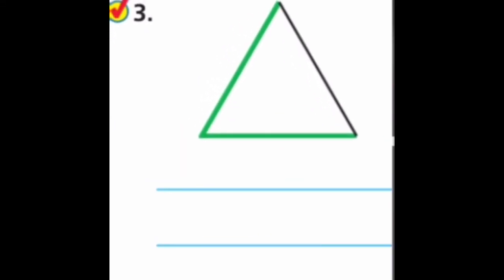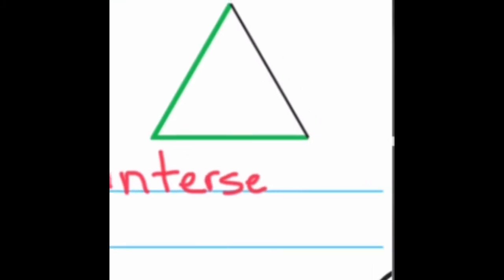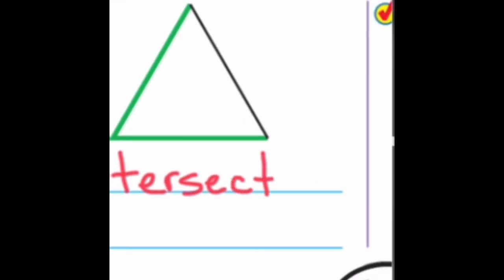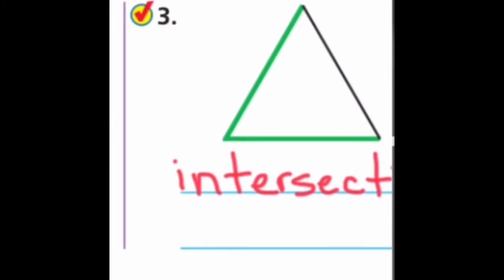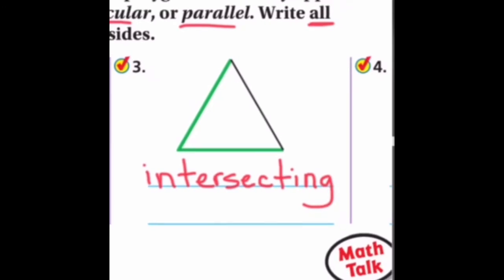These two sides are intersecting, and if sides are intersecting, they cannot be parallel, so they're definitely not parallel. They do not form a right angle. Again, a right angle would be an angle like this. They do not form that angle, so they are not perpendicular. They are only intersecting on number 3.